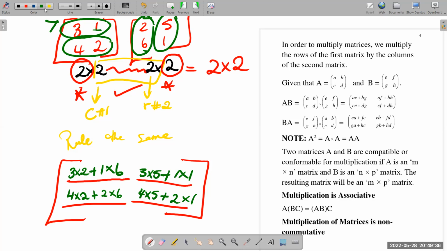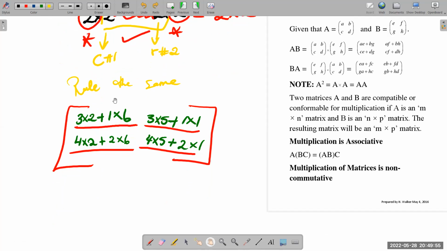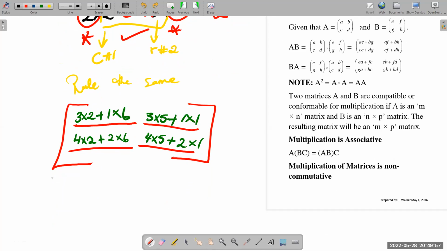Anybody remember how to make sure your answer is right? Which numbers should be matching? This should match. This should match. You don't ever start multiplying and adding unless you confirm that they're matching. Okay, so now that I have identified that I am correct and confident, I do my multiplying and addition.